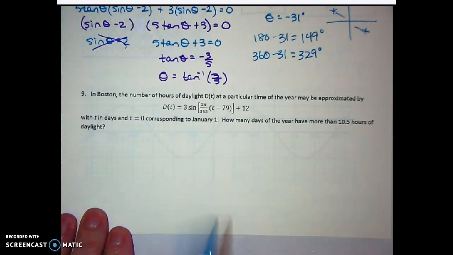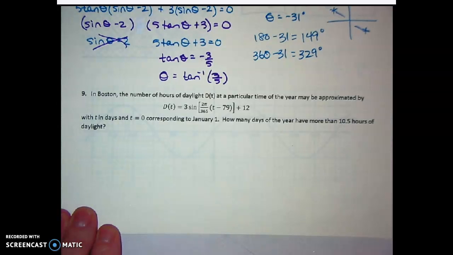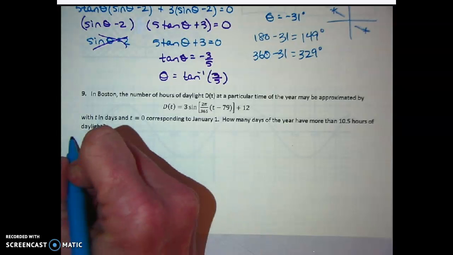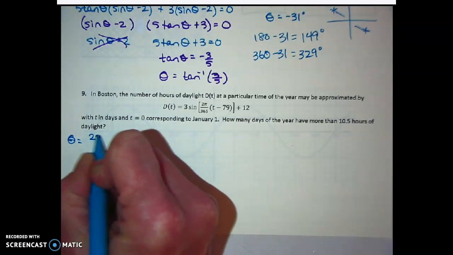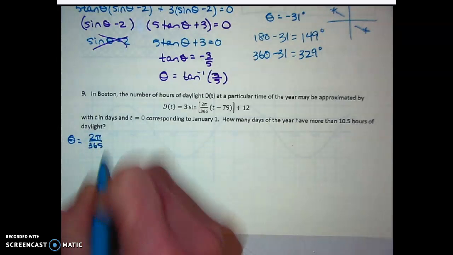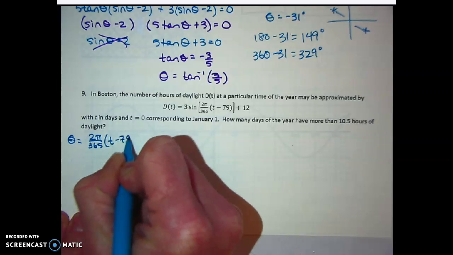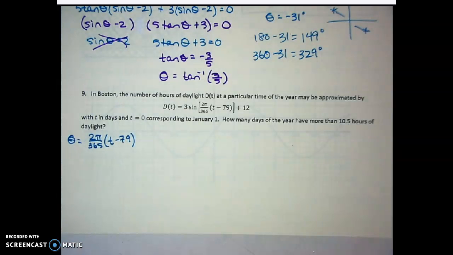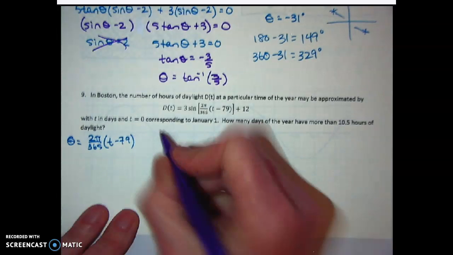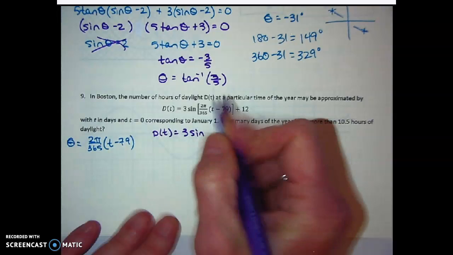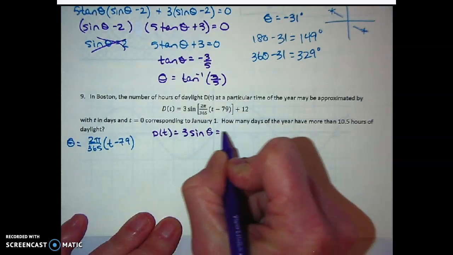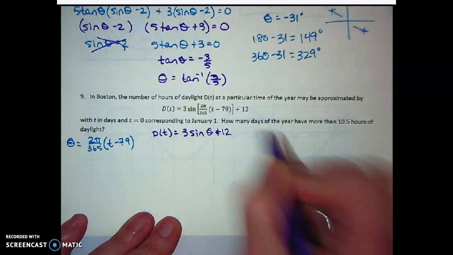If we let D of t equal 10.5, let's make this not so ugly. If you remember back before when we started out and we had a 2 theta, we let that 2 theta equal x. So let's just do that. Let's let our theta equal that really big mess, 2 pi over 365 times t minus 79. Now when we look at this equation, it's not nearly as nasty. We have D of t equals 3 sine of, but now this whole mess is just theta, plus 12.